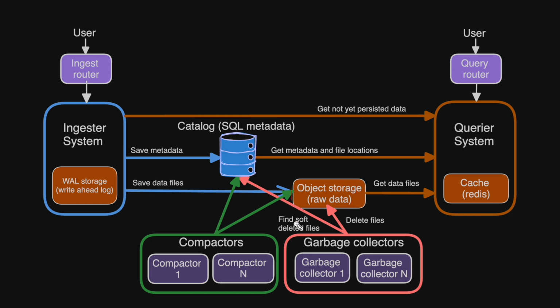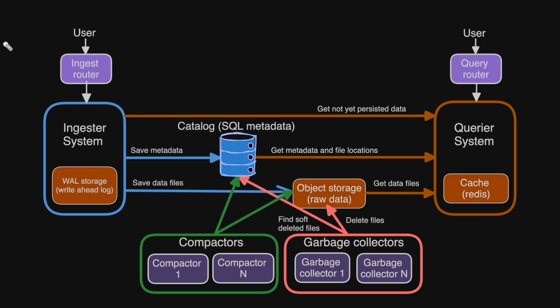Then we have 2 big support components. The compactor, which is responsible for maintaining and organizing our data on storage, and garbage collection, which is responsible for cleaning up the data that was removed and is no longer needed.